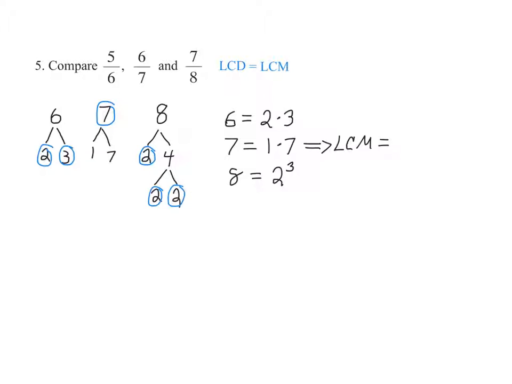In this case, that would be 2 to the third times 3 times 7, which is equal to 168.